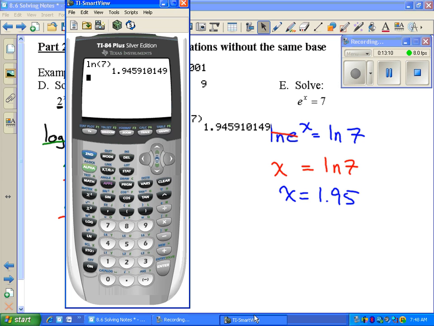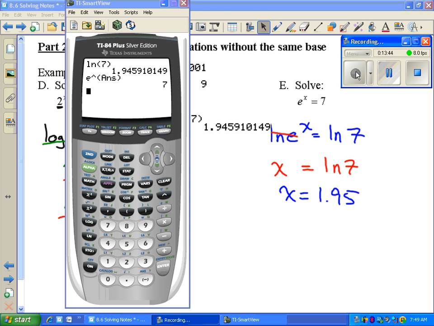But check it. Does that make sense? e to 1.945910149, is that 7? So I'm going to hit second ln to bring up e. I'm going to hit second negative to bring up my previous answer. This should be 7, is it? The answer is yes. I find the number that I'm looking for. It works. So x is, rounded to 2 decimal places, 1.95.